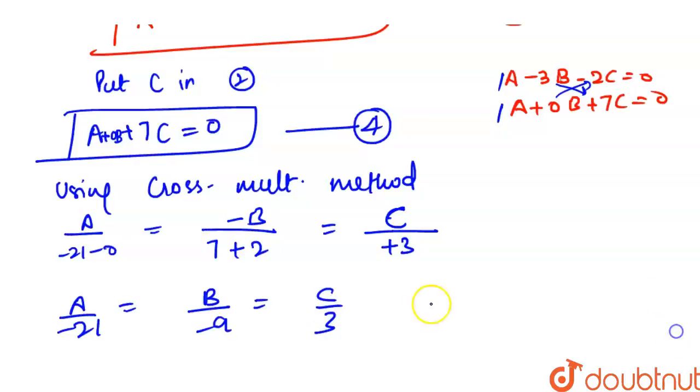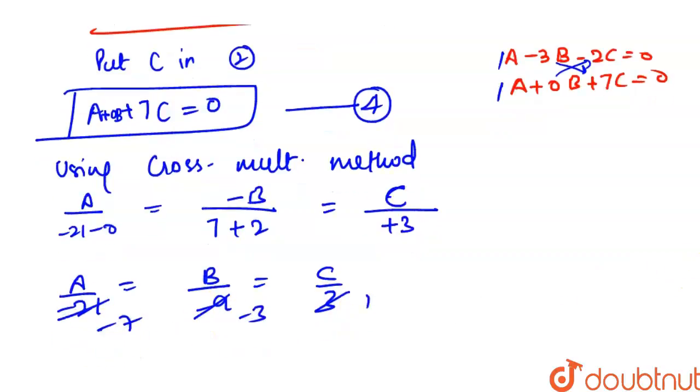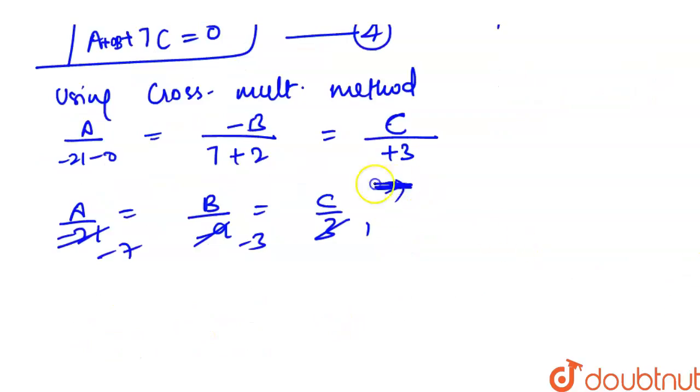We can cancel them using the table of 3: 3 sevens are 21, 3 threes are 9 and 3 ones are 3. Dividing by minus 3 on all sides will give us A upon 7, B upon 3 and C upon 1. Now we have the values of A, B and C.